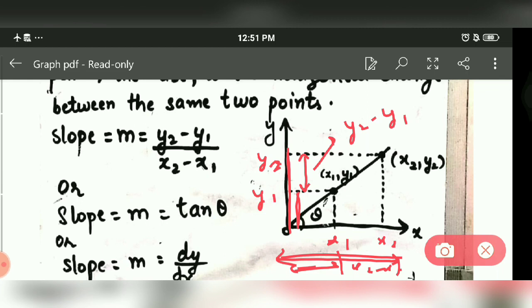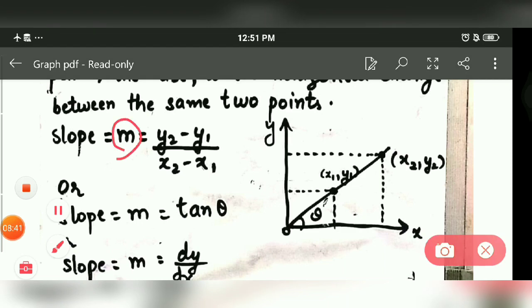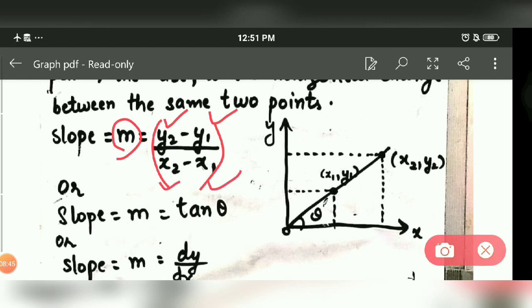So slope is what? Change along vertical, that is y2 minus y1, upon change of horizontal, that is x2 minus x1. So one formula of slope, and slope is represented by the symbol small m. One formula of slope is y2 minus y1 upon x2 minus x1. There is also another formula.